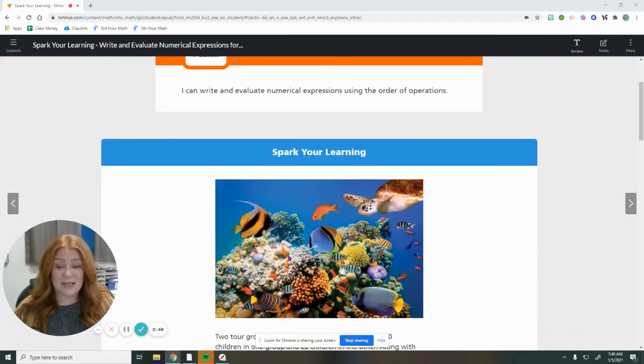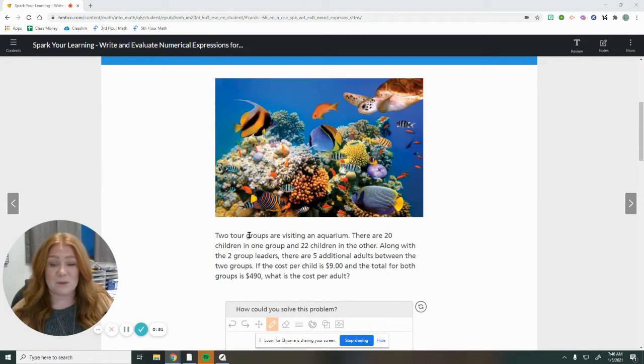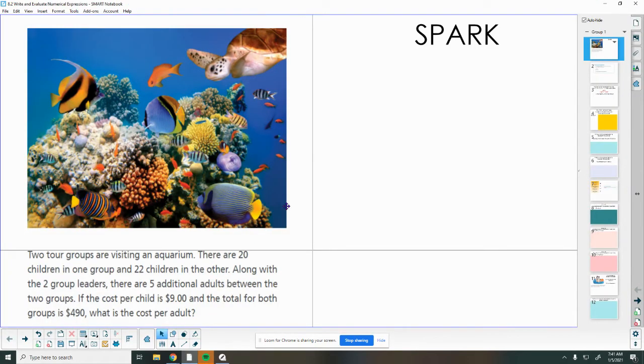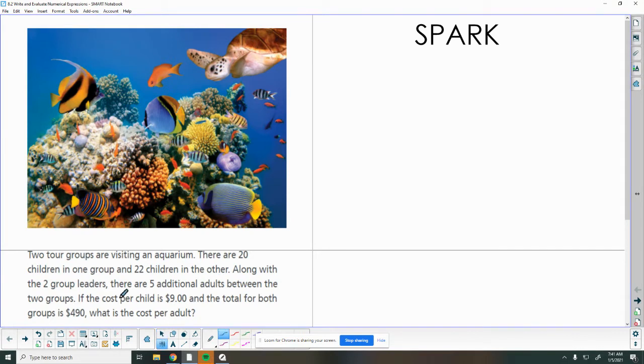So for the Spark here, we have 2 tour groups visiting an aquarium. There are 20 children in one group, 22 children in the other. Along with the 2 group leaders, there are 5 additional adults between the 2 groups. If the cost per child is $9 and the total for both groups is $490, what is the cost per adult? So that was a lot of numbers and a lot of information. So I'm going to start and I'm just going to write out and read this problem piece by piece to see what I know.